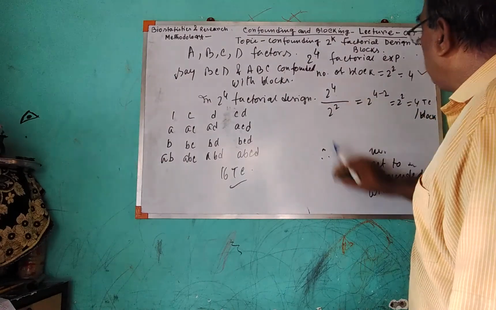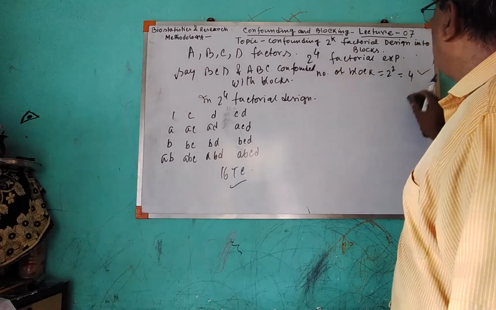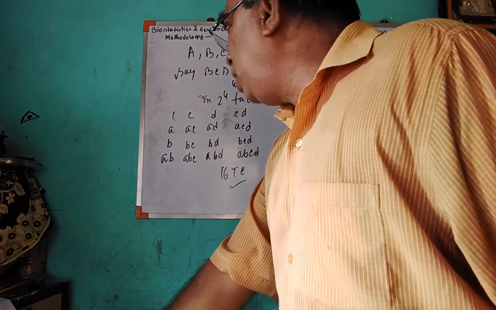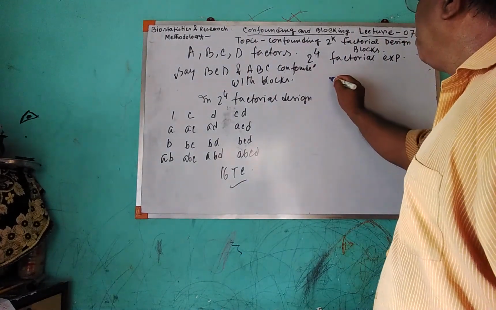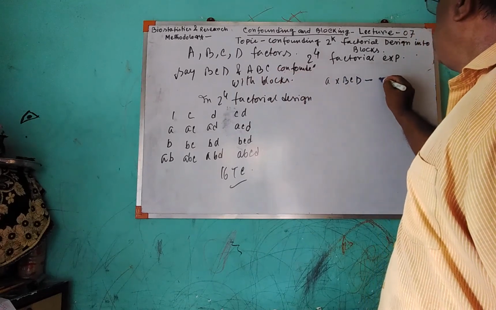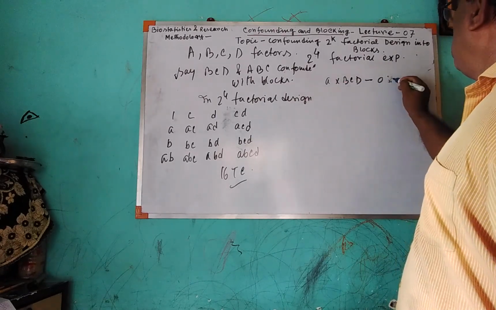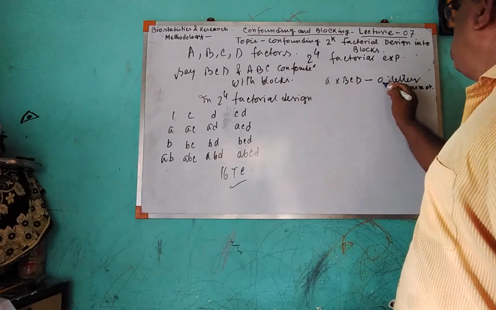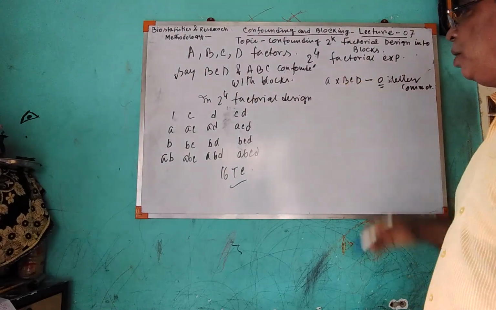Now let's see how to find the principal block. 1 is always in the principal block, no doubt about it. Now you have to check one by one: A, then B, then C, like this. Suppose I am checking A into BCD. A is not there, so 0 letters are common. So 0 is even. Yes, so A may be in the principal block.